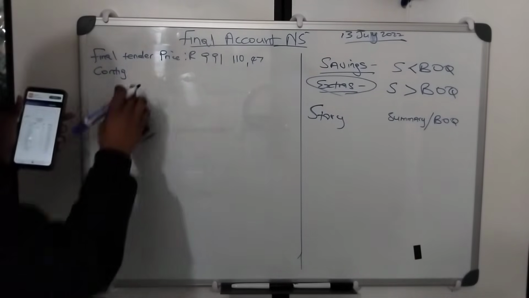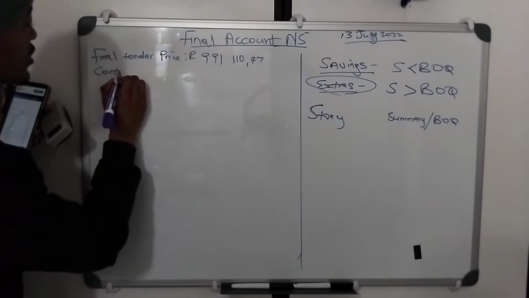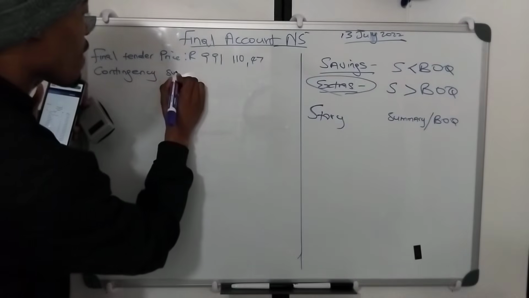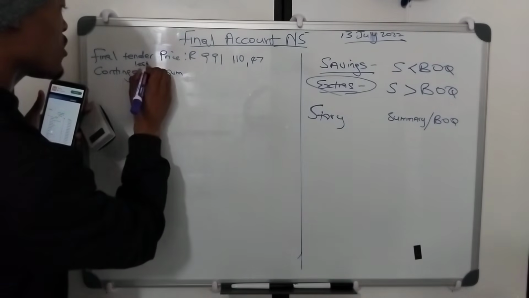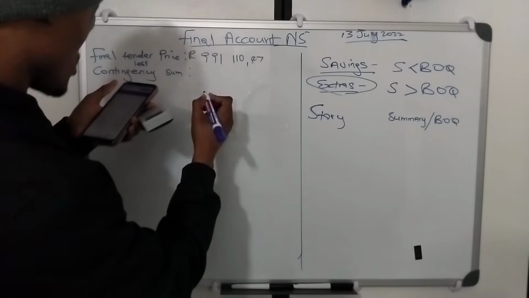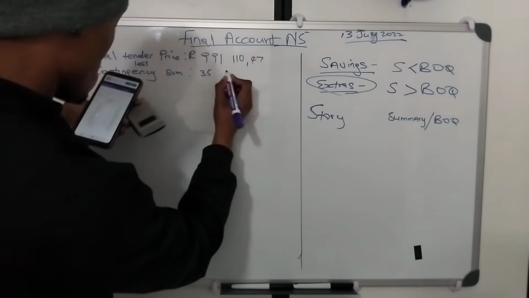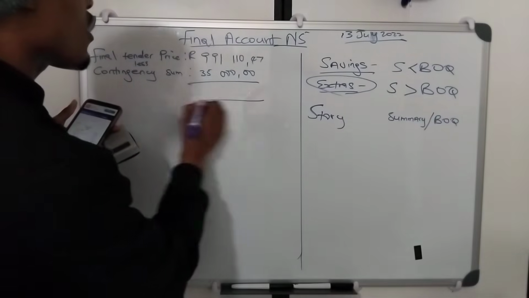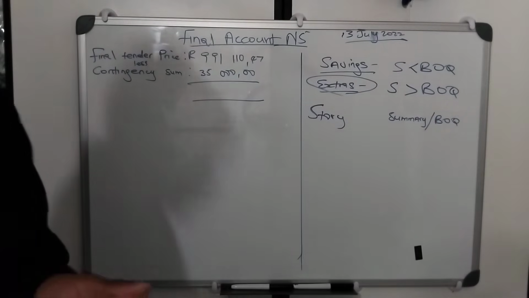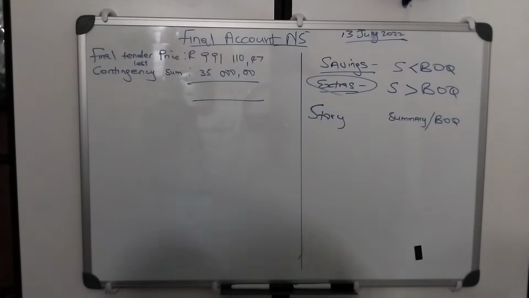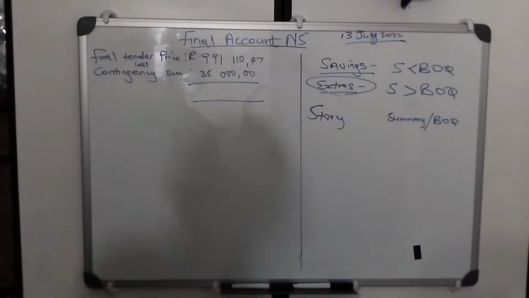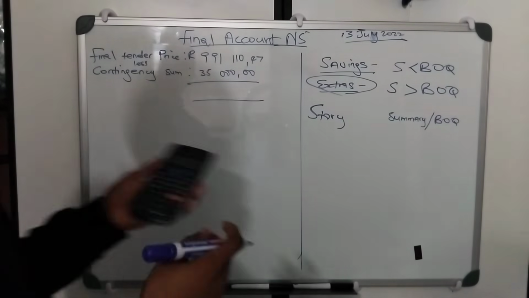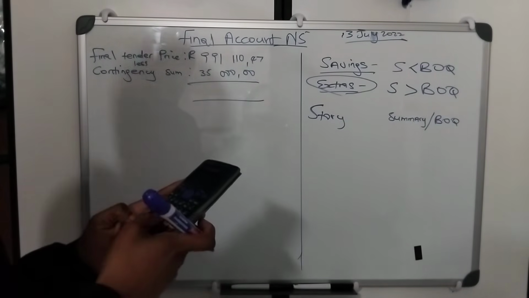Contingency. Let's less the contingency sum, which is 35,000. Okay, so let me grab my calculator fast. Okay.